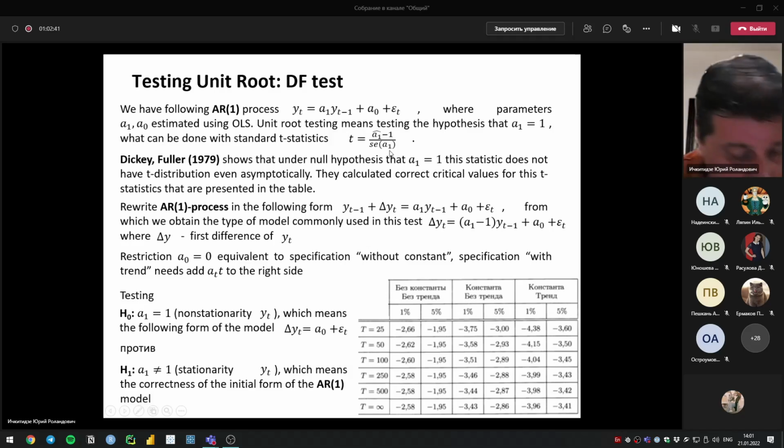Dickey and Fuller showed that under the null hypothesis A1 equals 1, this t-statistic does not have a t-distribution, even asymptotically. The correct critical values for this statistic are completely different. They are presented in our table below. T is our sample size. These are critical values at the 1% and 5% levels. And there are three versions of this test, but I will say more about this a little later.